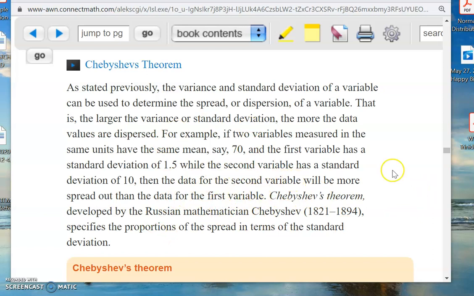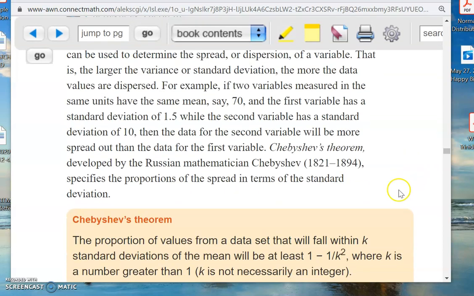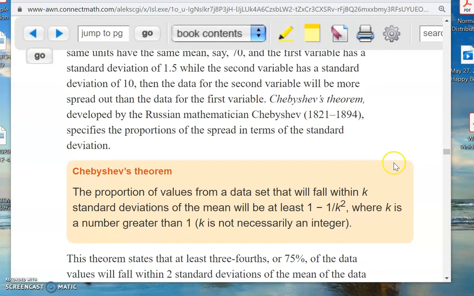I don't know why he's using the word variable here. To me, that's just not right. So anyway, I hope that added some value. Let me end this video, and then we'll talk about Chebychev's theorem in the next video.